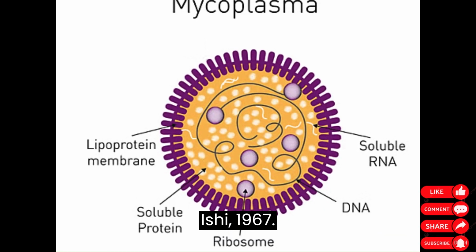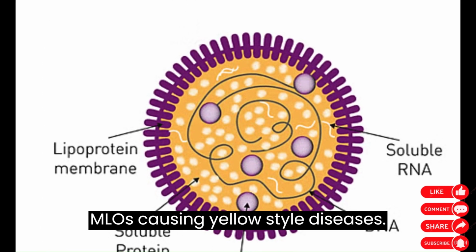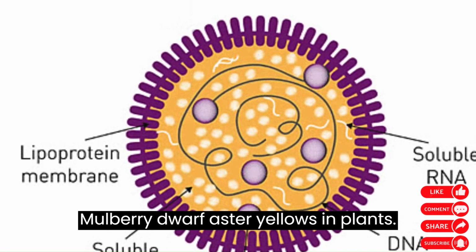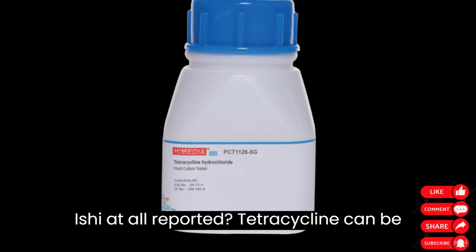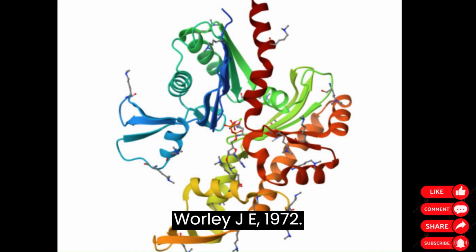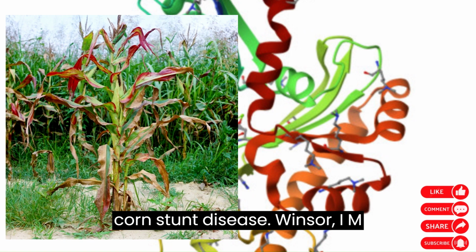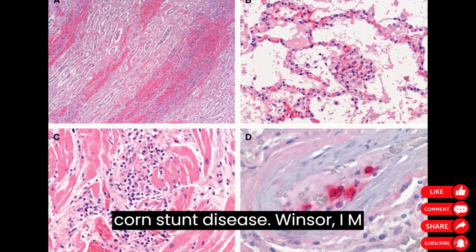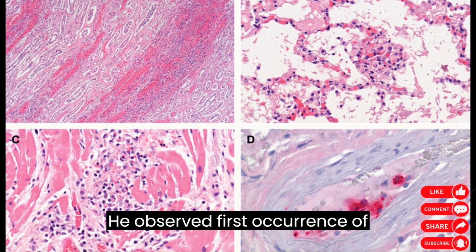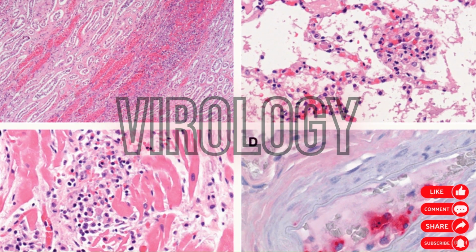Doi and Ishiie, 1967. Discovered mycoplasma-like organisms causing yellow stripe diseases, mulberry dwarf, aster yellows in plants. Ishiie et al. reported that tetracycline can be used for management. Davis and Worley, J. E., 1972. He first discovered spiroplasma in corn stunt disease. Windsor, I. M. and Black, L. M., 1972. He observed the first occurrence of rickettsia-like organisms in clover club leaf disease.